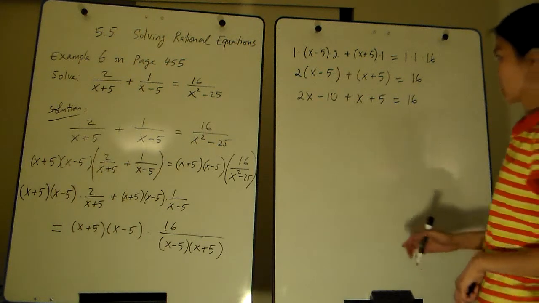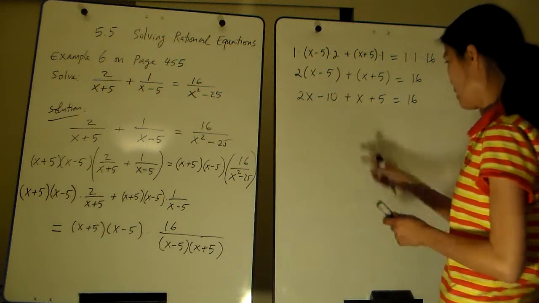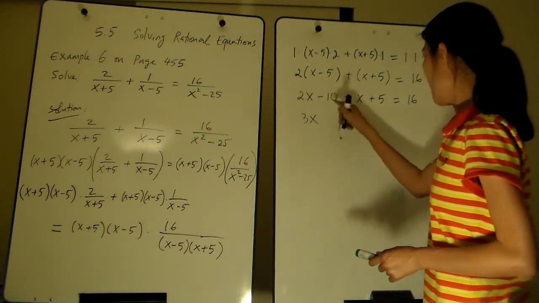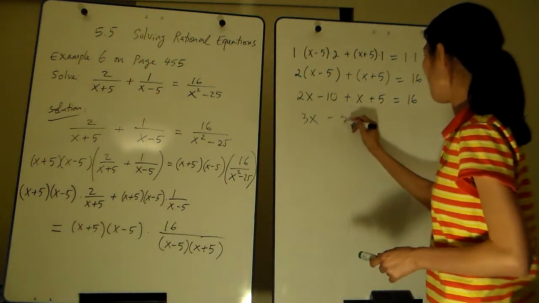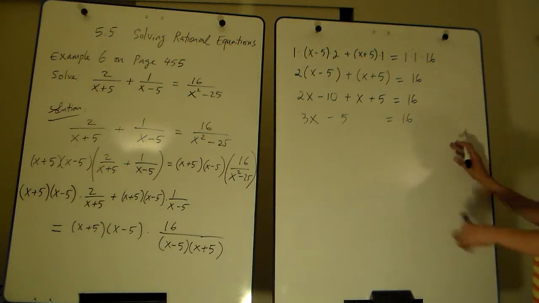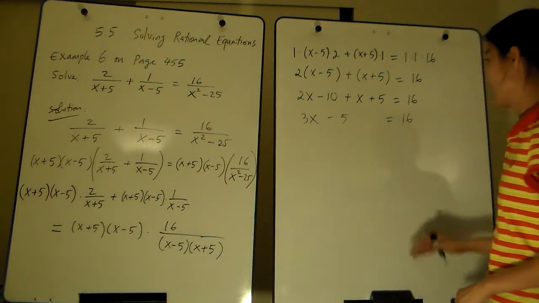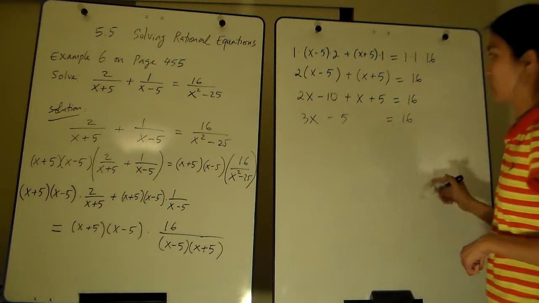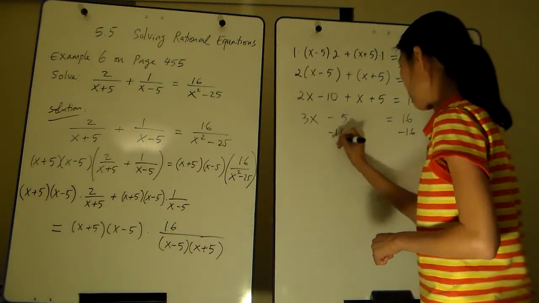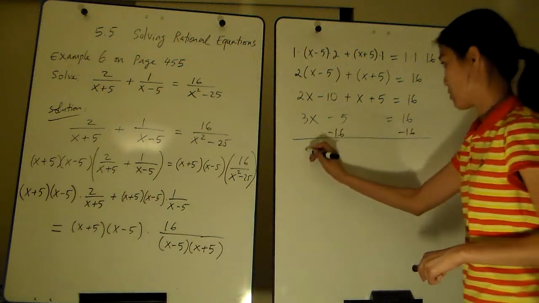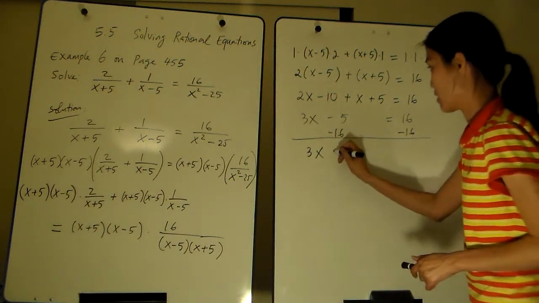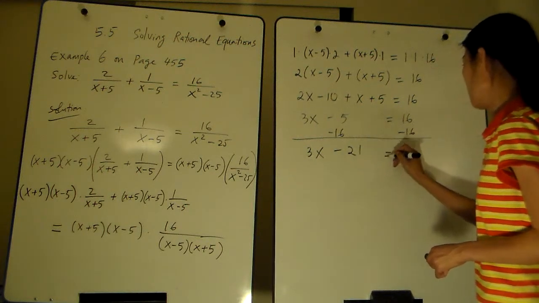Okay, so let's combine like terms. 2x plus x is 3x. Negative 10 plus 5 is negative 5, equal to 16. I'm going to move all the terms to the left hand side, leaving the right hand side equal to 0. So I'm going to subtract 16 on both sides. It's 3x, negative 5 subtract 16 is negative 21, equal to 0.